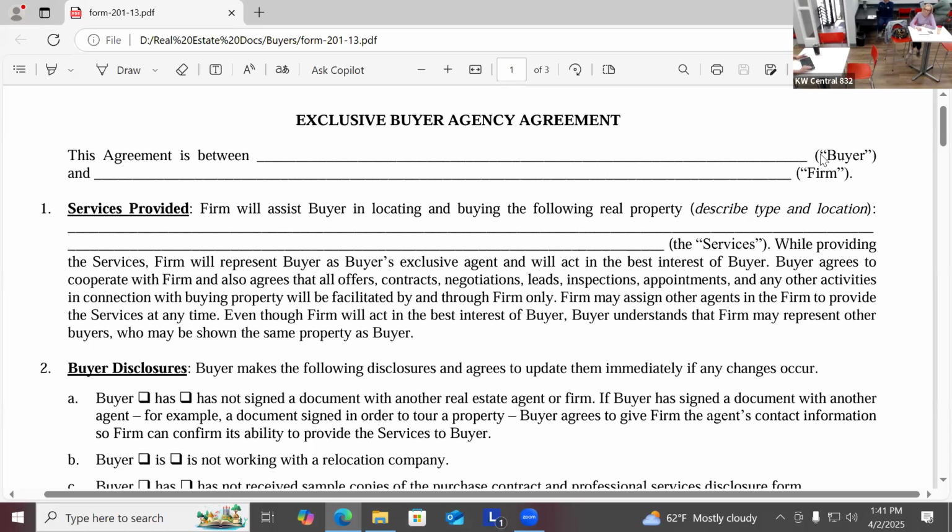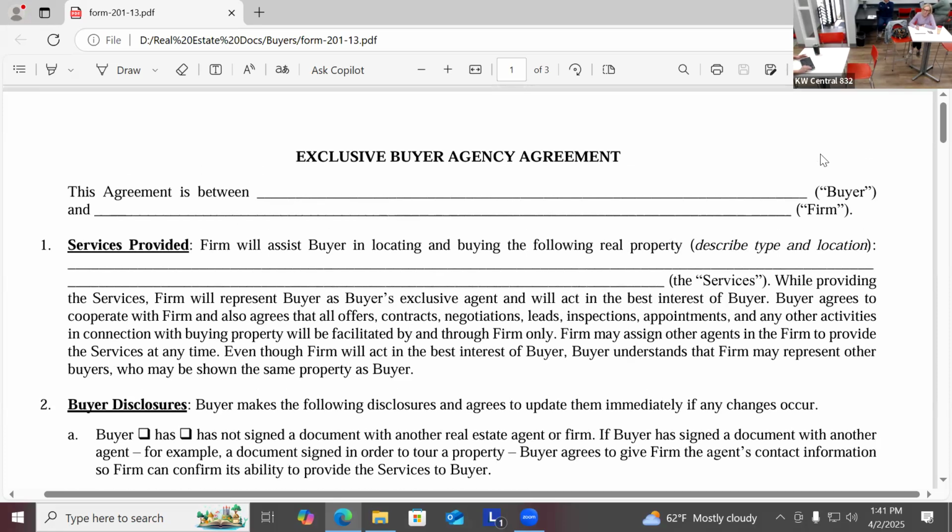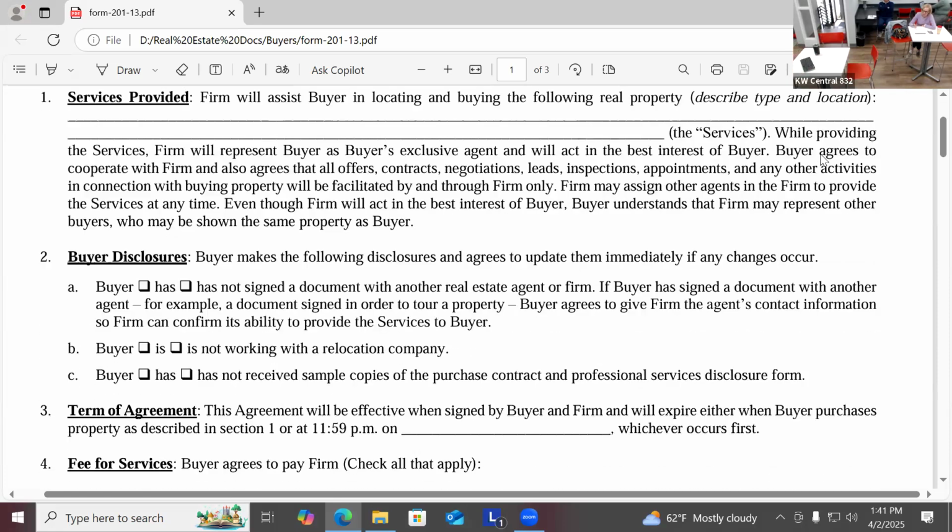Okay, all right, now that we have the correct form up here, and again, my apologies. This is the January 25 form. Again, location, services, all of that is the same. Under number 2, it's just asking whether the buyer has or has not signed a document with another real estate firm, is or is not working with one, and has or has not received sample copies of the purchase contract and professional services disclosure form. This is where you were asking about that.